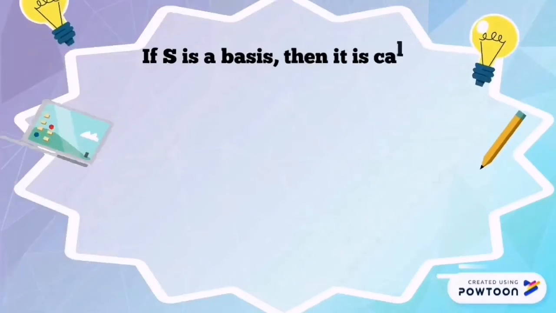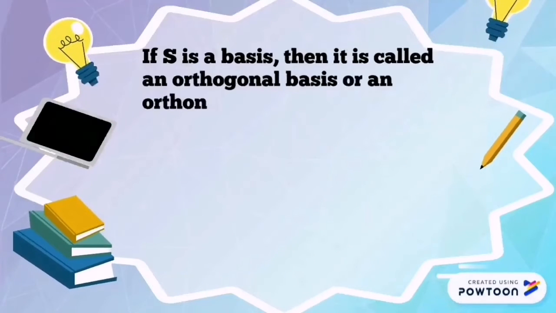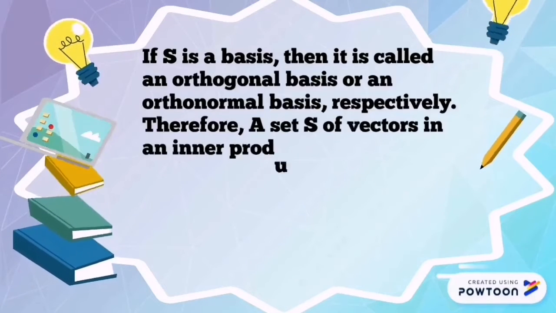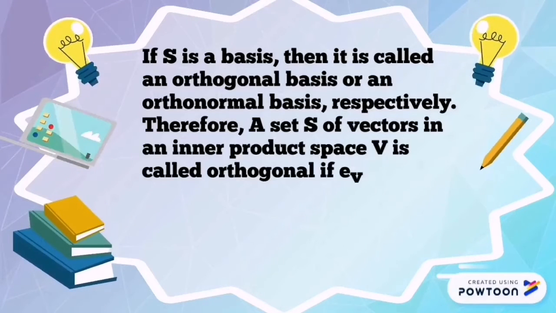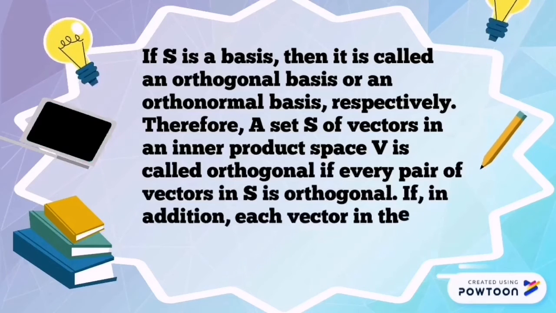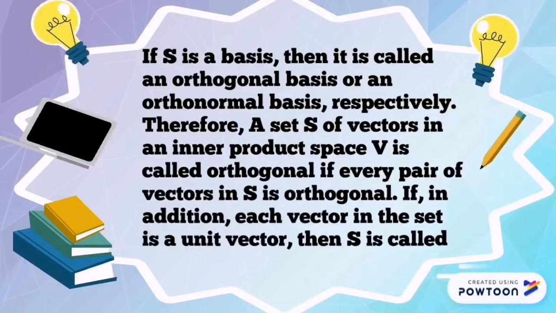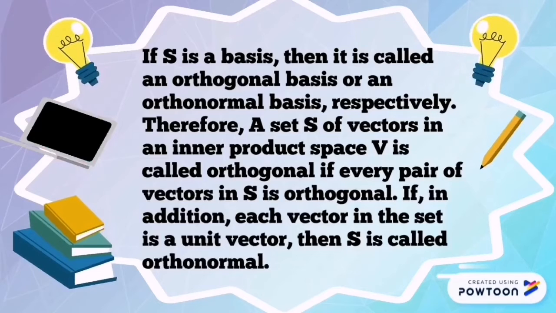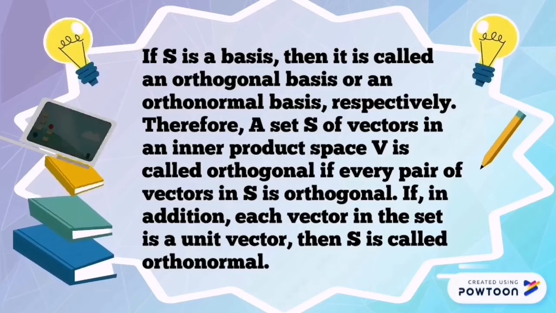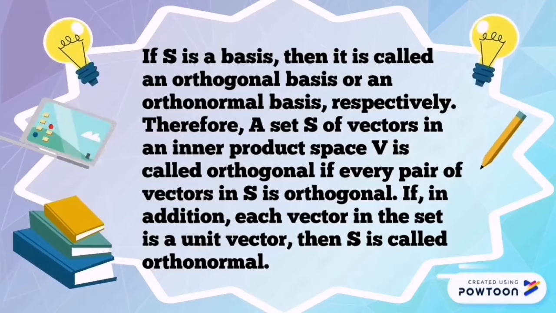If S is a basis, then it is called an orthogonal basis or an orthonormal basis, respectively. Therefore, a set S of vectors in an inner product space V is called orthogonal if every pair of vectors in S is orthogonal. If, in addition, each vector in the set is a unit vector, then S is called orthonormal.